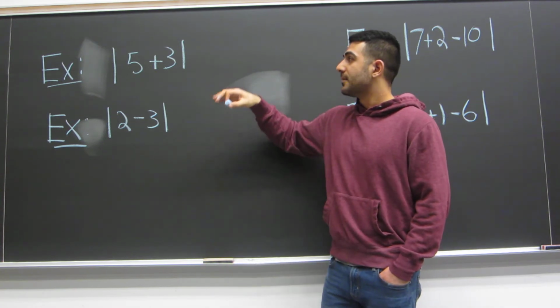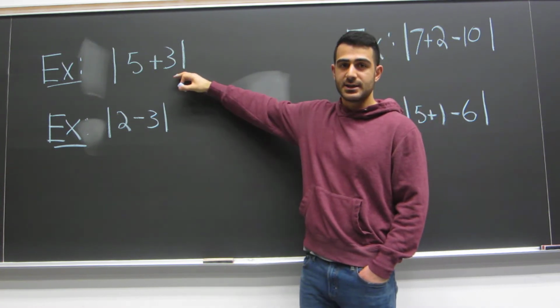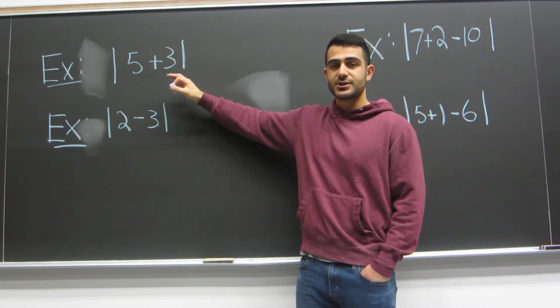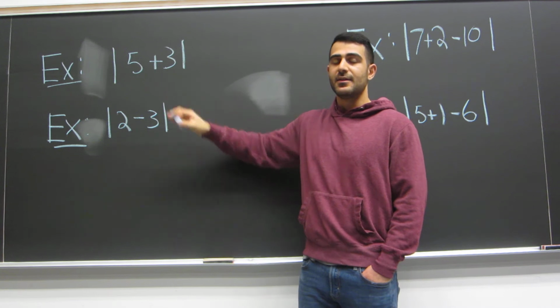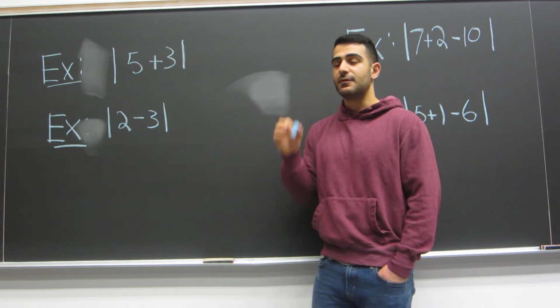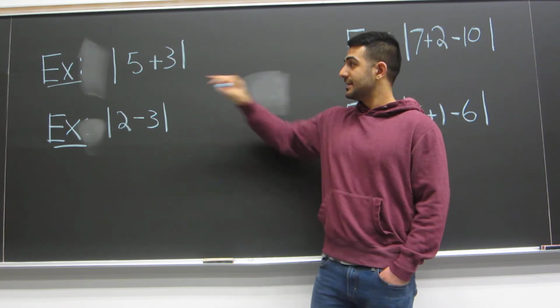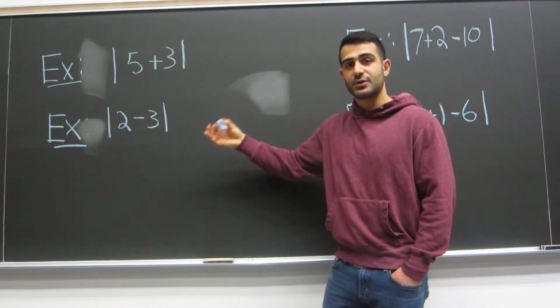Now, whenever you have an expression inside the absolute value, what you want to do first is try to simplify that expression as much as you can, then take the absolute value of that final result which you can't simplify anymore. So let's do an example to see exactly what I'm trying to say here.